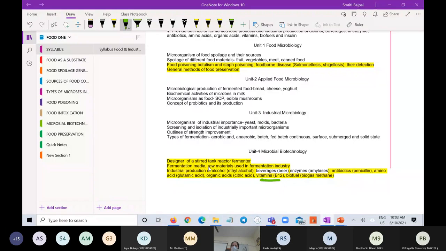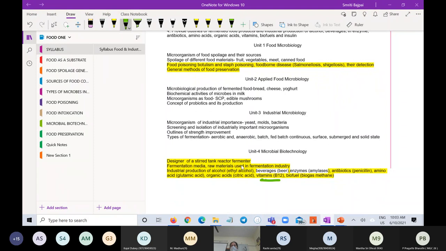Just go through all these things, everything is there in these notes. And one more thing, you need to understand the diagram very clearly, so that once the diagram is clear, you can write it properly. Now, in our syllabus, after the design of the stirred tank fermenter and fermentation media, comes raw material used in the fermentation industry.